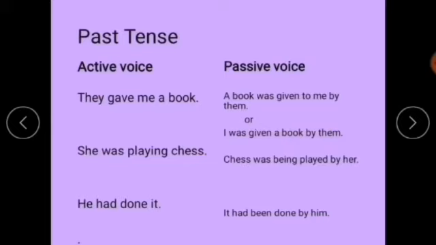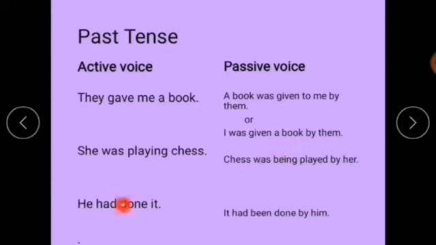She was playing chess. Chess was being played by her. He had done it. It had been done by him. So in past tense, the passive auxiliary verbs are: simple past, was, were; past continuous, was, were and being; and in past perfect, had been.